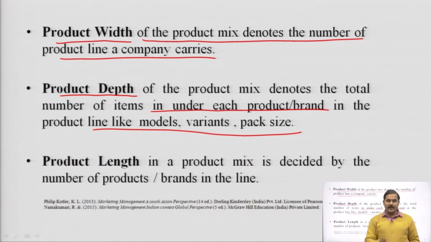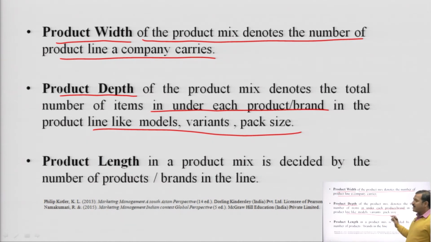Let us take an example. Suppose the Lux brand comes in different variants. There are a lot of colors, like rose and petals, and it also comes in different sizes: there is a 10 gram soap, a 50 gram soap, and 20 gram soaps. Those variants and variations are what we call the depth in the product mix for that particular brand.